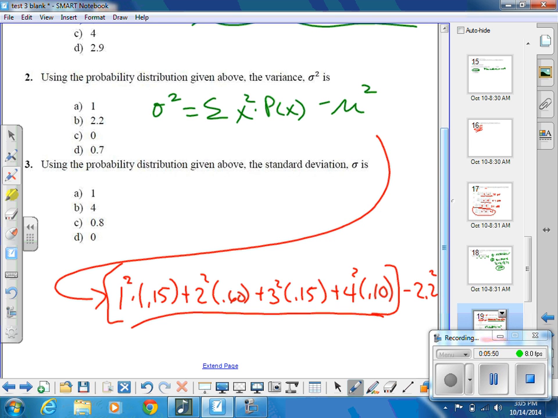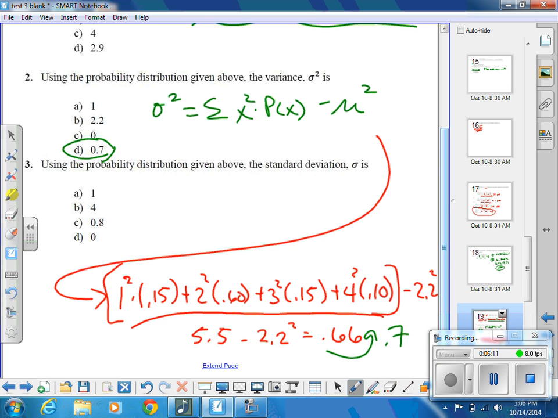All this gives me 5.5. So 5.5 minus 2.2 squared gives me 0.66, but again, I talked about the rounding. You have to round that up to 0.7, which is D, which is my answer.